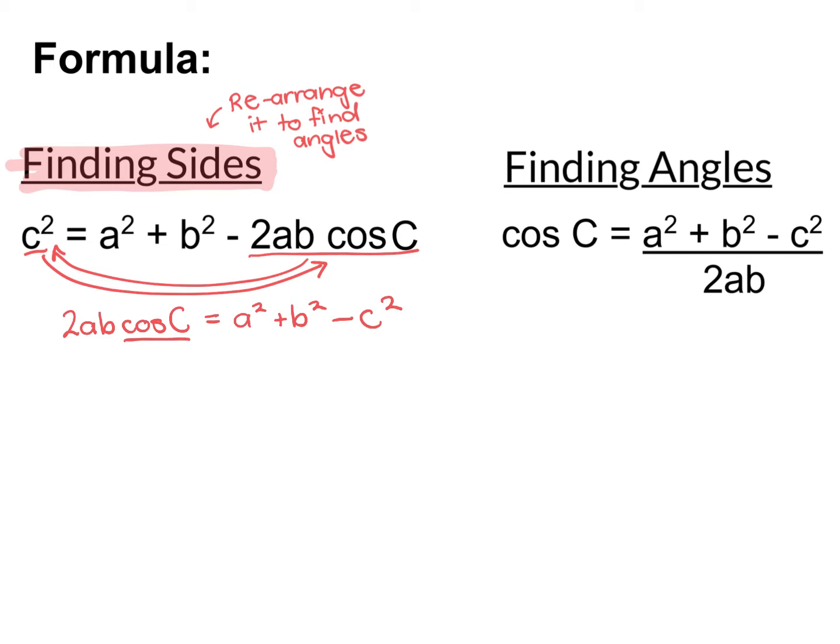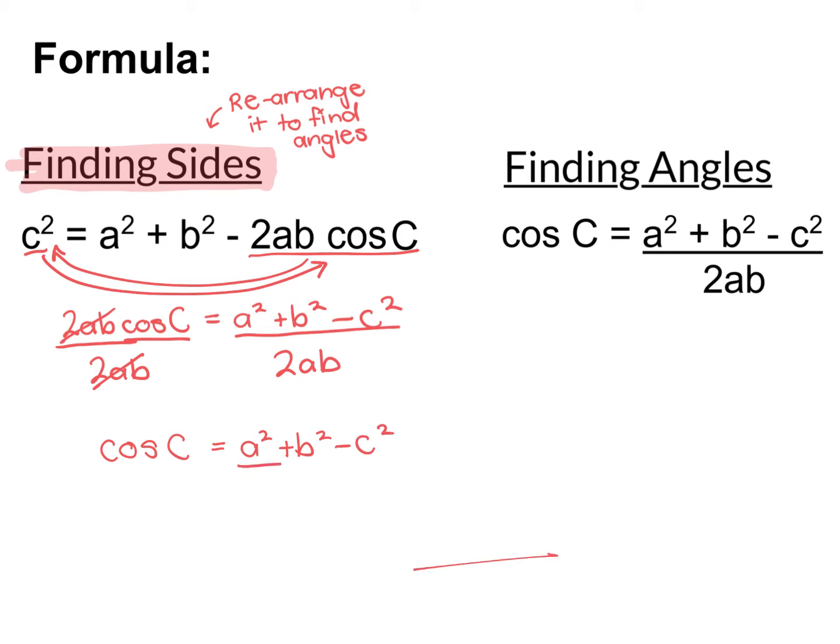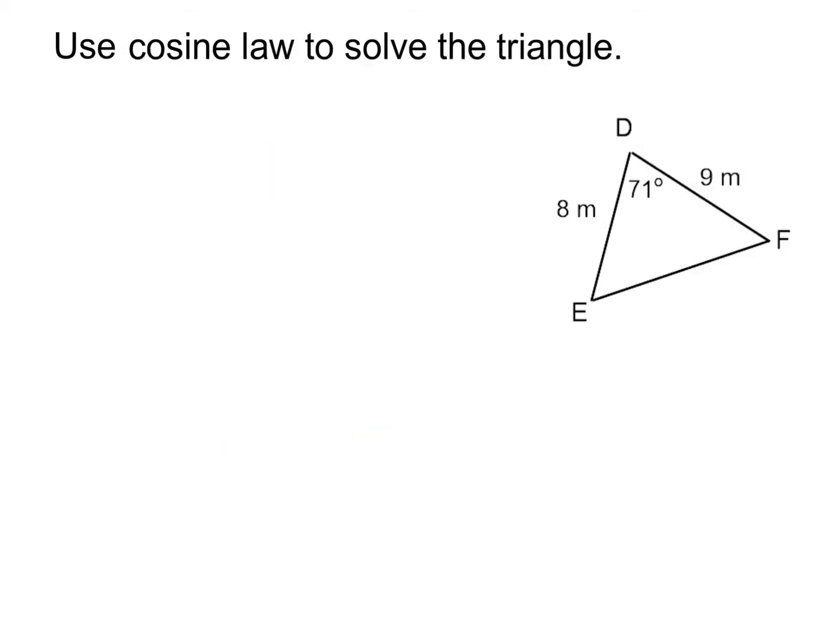Now, I want cos of angle C by itself, but the 2AB is attached to it. So to get rid of it, I'm going to divide this side by 2AB, and I'm going to divide the other side also by 2AB. On the left-hand side, you can cancel those two out, so you're left with cos of C. And on the right-hand side, you have A squared plus B squared minus C squared all over 2AB. And there's your equation.